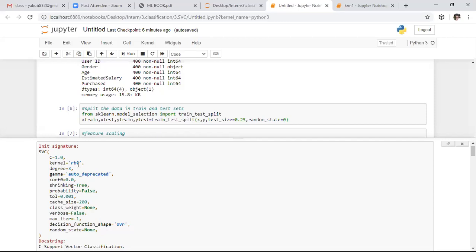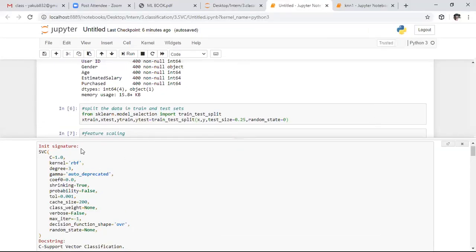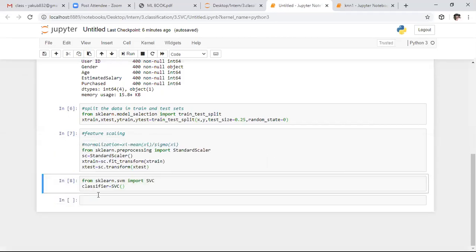Whereas initially I want to use a linear kernel. So in the SVM algorithm, I want to use a linear kernel. To use the linear kernel here, what we need to do? Here we need to specify it.